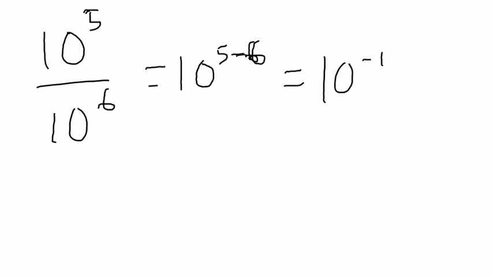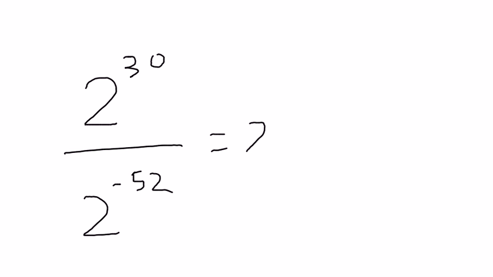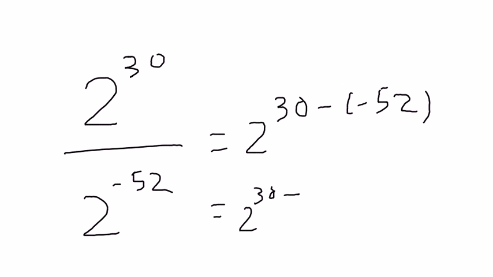Looking at one more example, we can look at 2 to the 30th over 2 to the negative 52. Well, 2 to the 30th minus negative 52 equals 2 to the 30th plus 52. Remember, we can make this a plus sign, which means it becomes 2 to the 82. And that's how you do the second exponent rule.